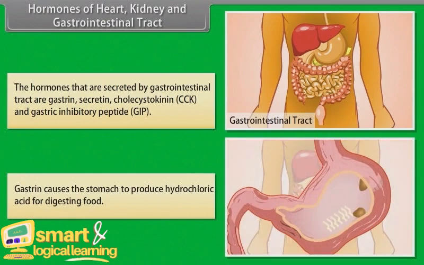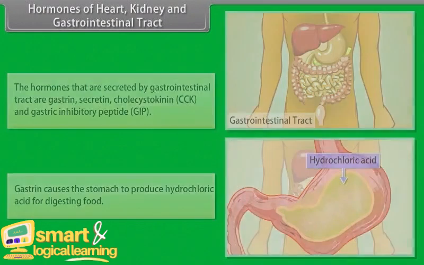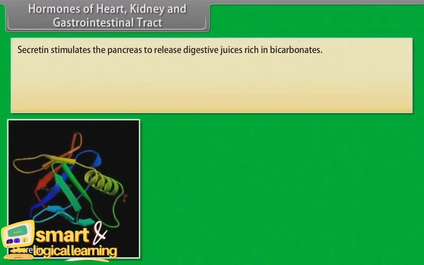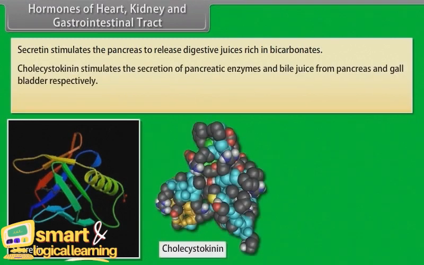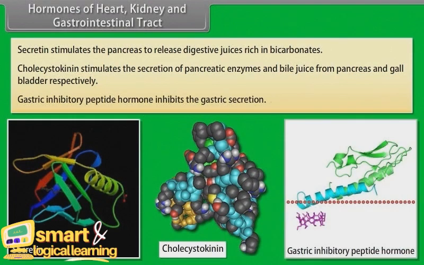Gastrin causes the stomach to produce hydrochloric acid for digesting food. Secretin stimulates the pancreas to release digestive juices rich in bicarbonates. Cholecystokinin stimulates the secretion of pancreatic enzymes and bile juice from the pancreas and gallbladder, respectively. Gastric inhibitory peptide hormone inhibits the gastric secretion.